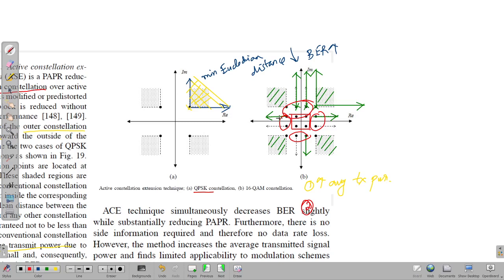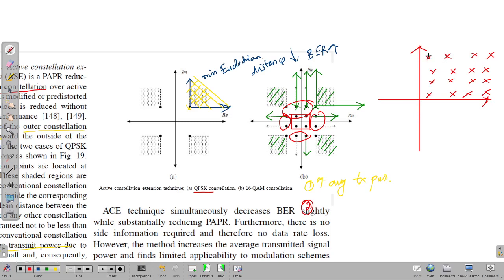So see what happens when a constellation increases in its size. For a higher order constellation like 64 QAM, you can see that in one quadrant itself you will have 16 constellation points. You have 16 symbols in one quadrant itself. Like that, 4 quadrants will have 64 constellation points.